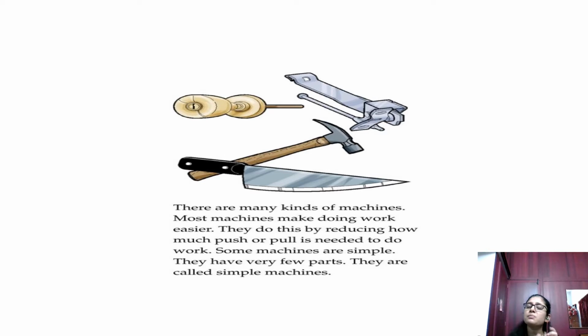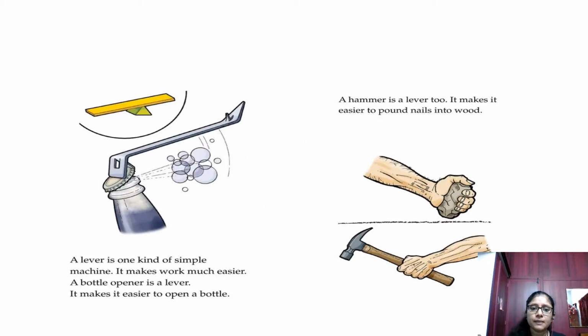Again, I'm telling you, simple machines are very simple, like the name itself. They have no parts or only one or two moving parts. That's it. So first is a lever. A lever is one kind of simple machine. It makes work easier. A bottle opener is a lever. For example, they have given the example of a bottle opener. So what is a bottle opener? You can see. How does it work?